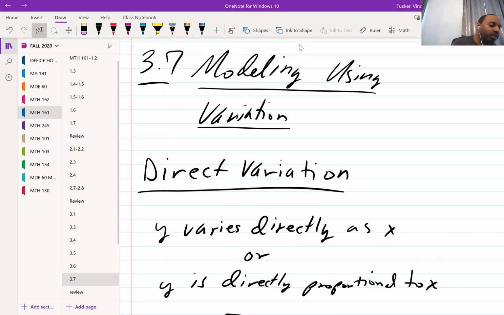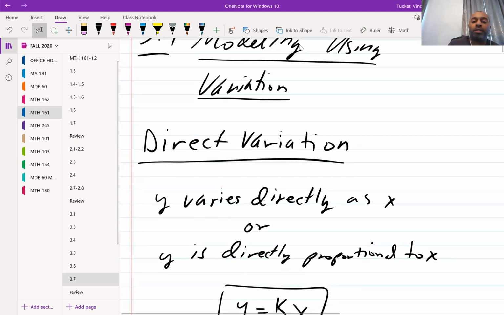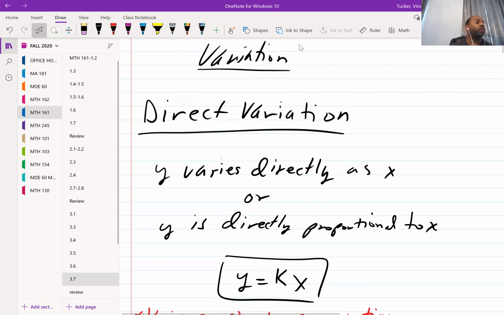There will be other ways. If you know other ways of solving, yes, you could use such and such in order to solve certain problems, but we're using just variation in this section. So that's why we're going this route. When it comes to variation, you will have key phrases or keywords that will dictate what type of variation you will use or how you will set up your problem.